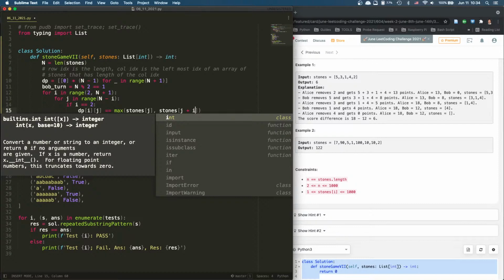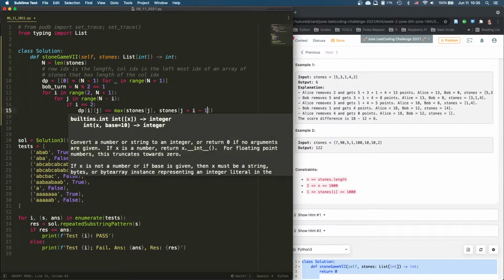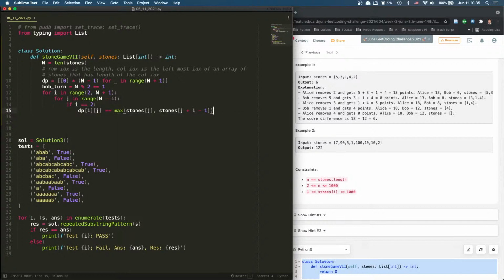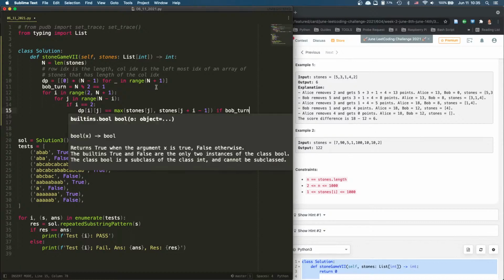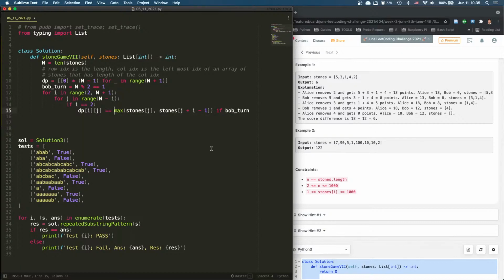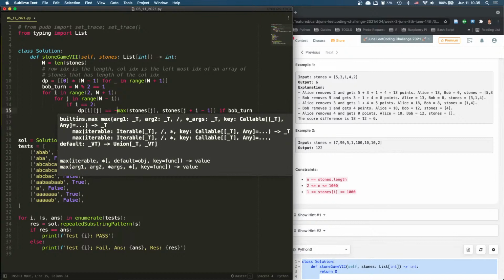Well, 0 and 1. Well, actually no, I start with 2. So I have 2 stones, right? So j plus 2, that's 0, 1, 2, so we have to minus 1. Right, we have to minus 1. So the maximum of these two, if it's Bob's turn, then we get the maximum of this, but we're gonna get a minus on it, right? It's gonna be a minus on this because we do Alice minus Bob.